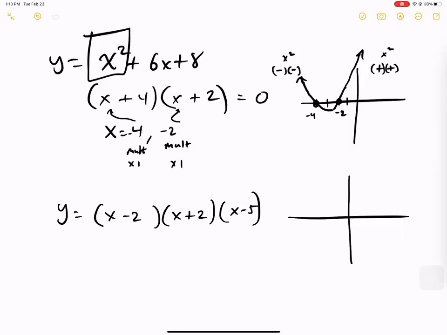But let's go ahead and look at the roots. The roots would be 2, -2, and 5. These are the roots to my graph. This was going to be an x cubed problem, right? X times x times x gives me x cubed.